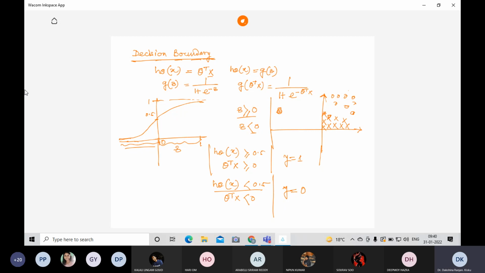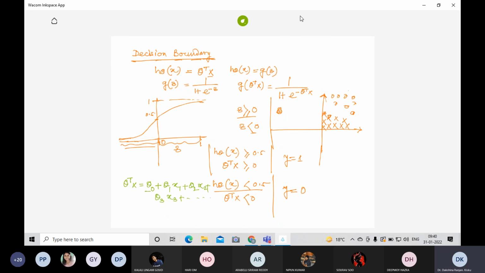So now we have to define the decision boundary. In the hypothesis representation, we have seen that in theta transpose x, theta is the model parameters and x is the data points. So we can have this representation like theta 0 plus theta 1 x1 plus theta 2 x2 plus theta 3 x3 and so on.